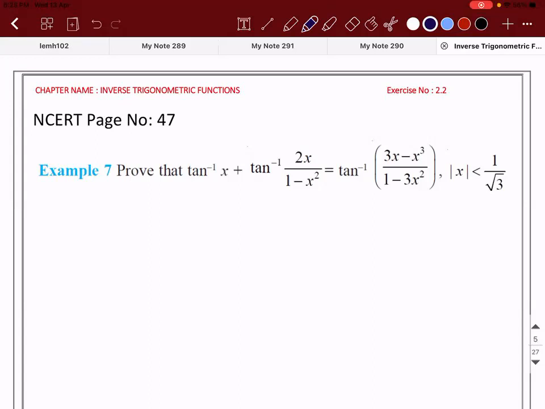Yeah. If you know how to handle it, well and good. As of now, when you have the formula, just go with it. Okay.